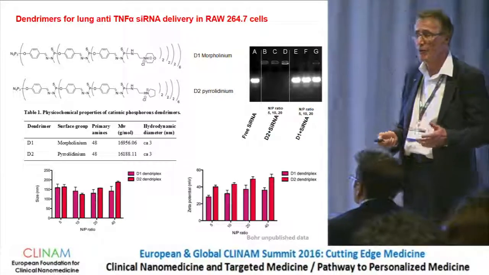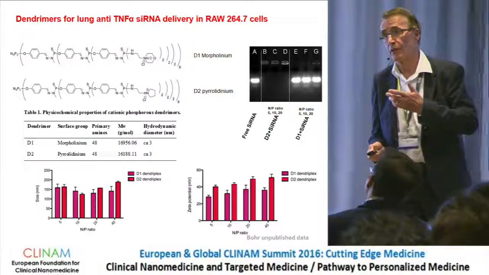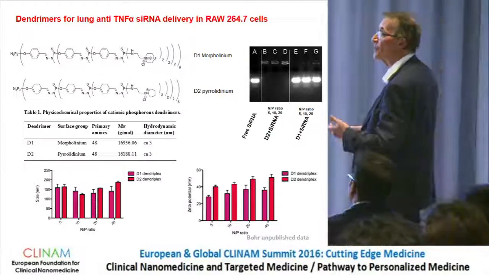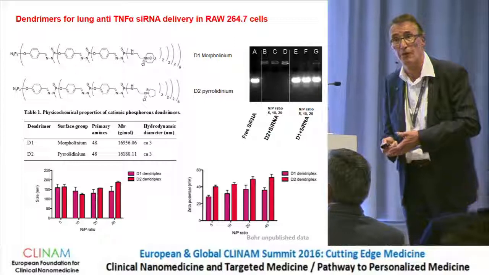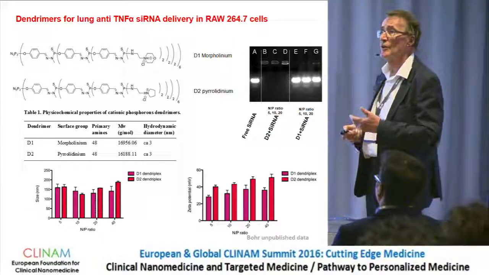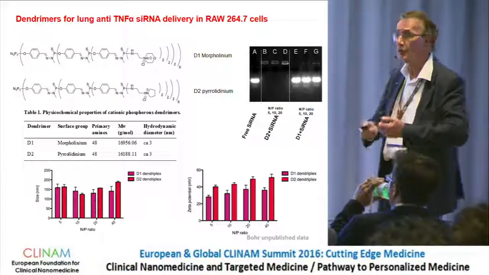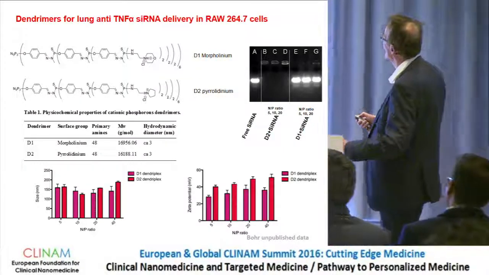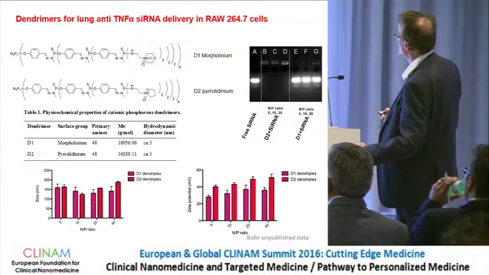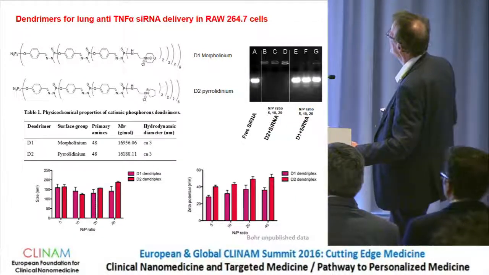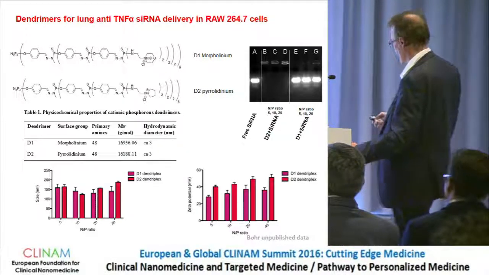This is probably due to the pKa of the pyrrolidine, which is higher than the pKa of the morpholine, and therefore at pH 7.5 the dendrimer with pyrrolidinium groups has many more charges. So if you have a look now at the electrophoresis, you can see that with pyrrolidinium, the siRNA dendriplexes are very stable. This is not the case when we have the dendriplex involving morpholinium.